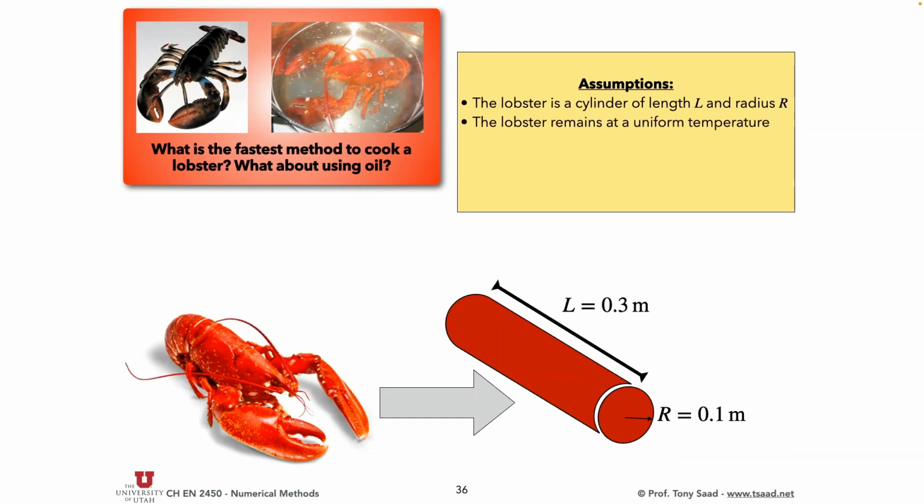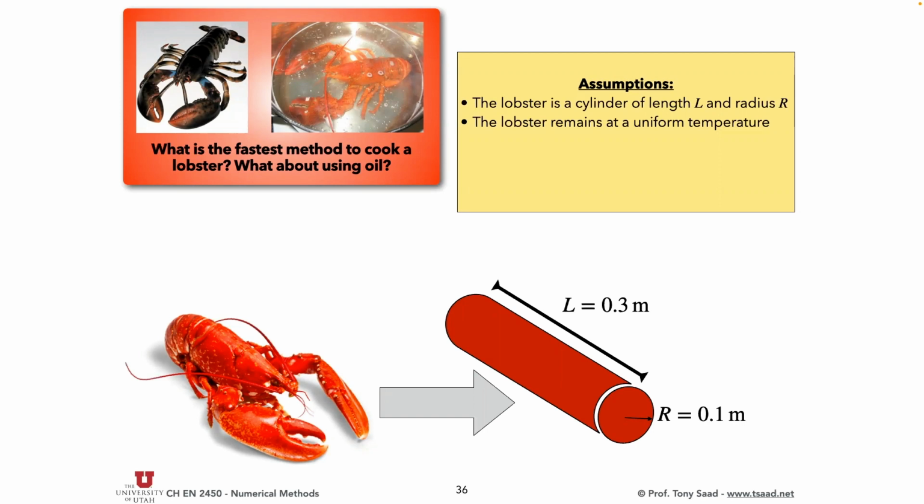Then we're going to assume that the lobster remains at a uniform temperature. Why is this important? If the temperature changes from one spot on the lobster to another, like the head to the middle to the tail, then we don't only have a change of temperature in time, we also have a change in temperature in space along the lobster. We don't want that because then we will have a PDE. I want an ODE. So we assume the temperature is uniform across the cylinder, and we only have a change of temperature in time.